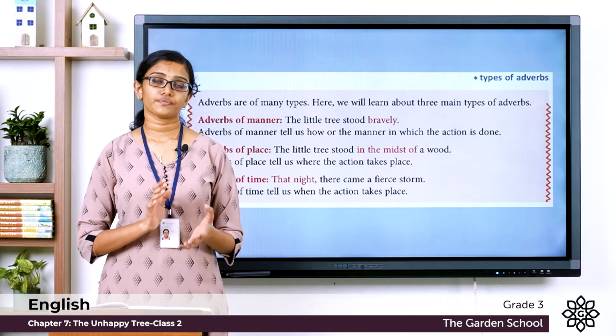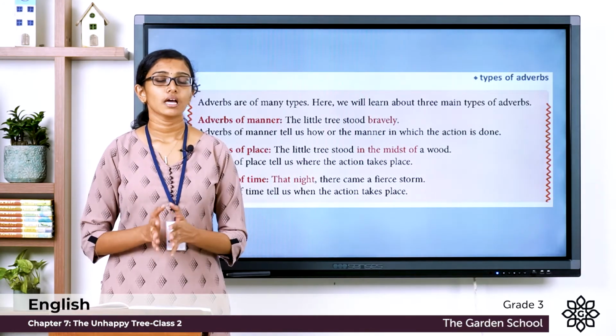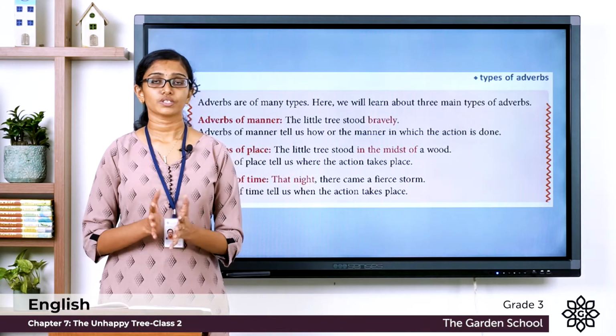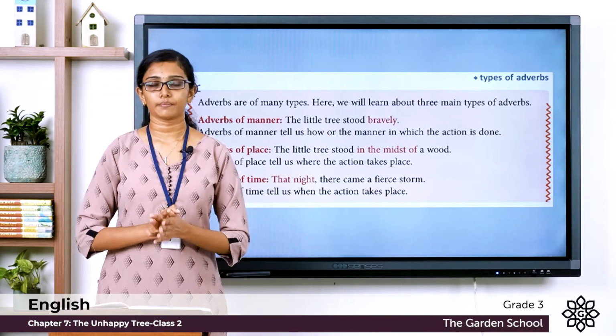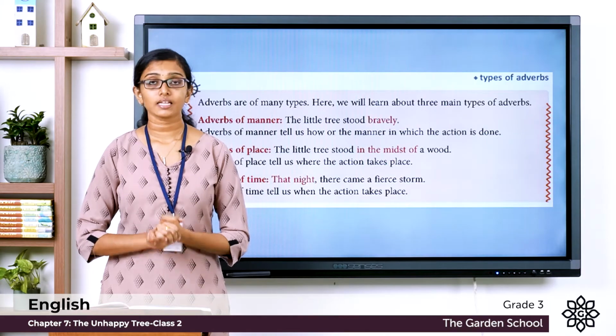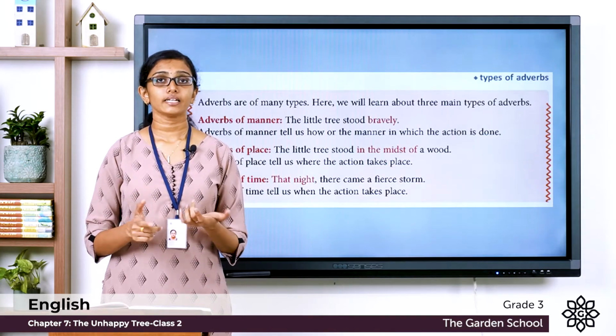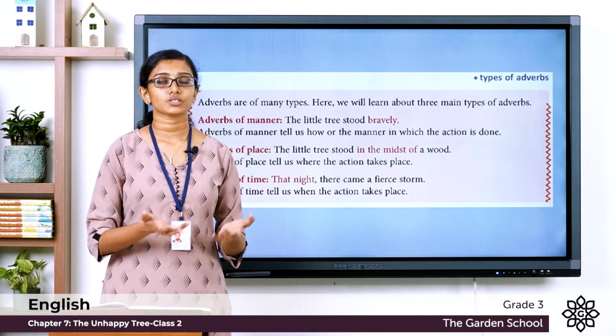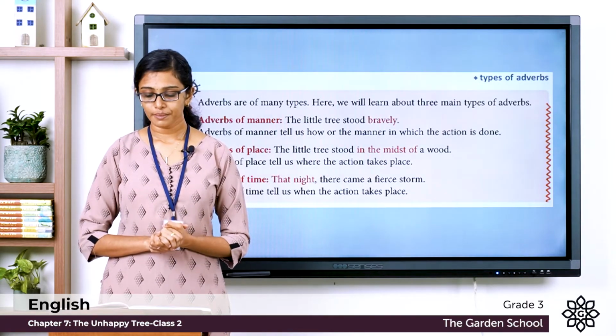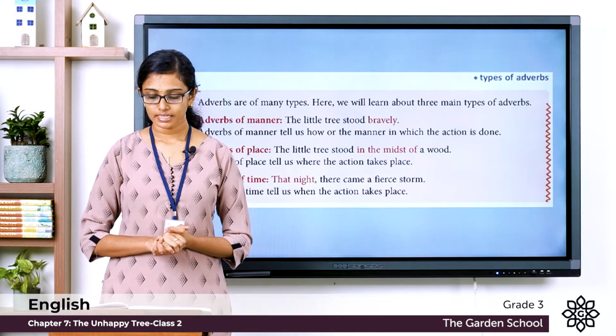Now, adverbs of time. What would it be? Adverbs of time are those which describe when the action is happening. For example, that night there came a fierce storm. So, that night describes when that storm came. So, adverbs of time tell us when the action takes place.